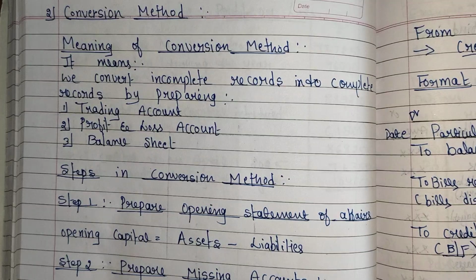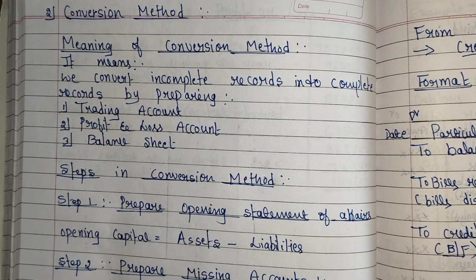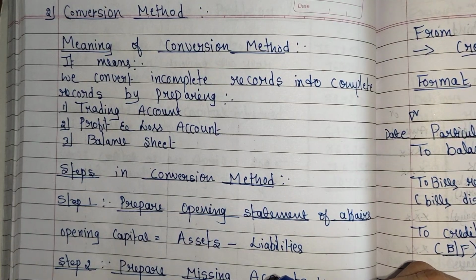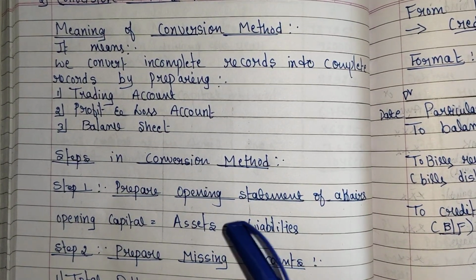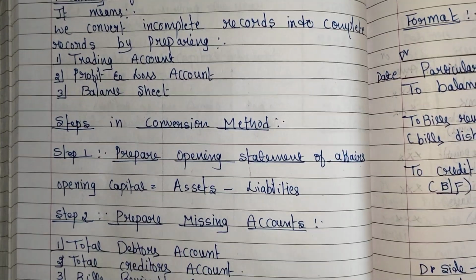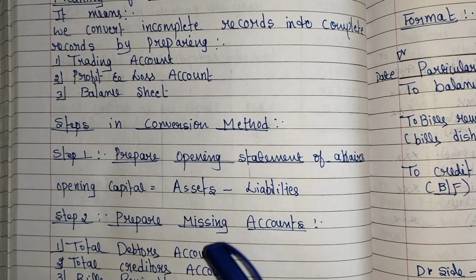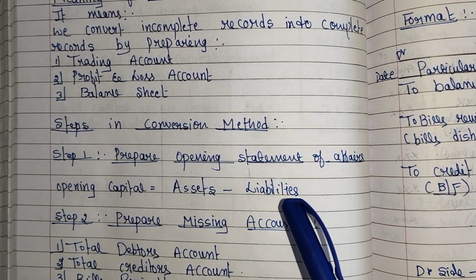In the last class we learned about the conversion method, one of the methods to determine profit or loss under incomplete records. What is the meaning of conversion method? It means we convert incomplete records into complete records by preparing trading account, profit and loss account and balance sheet. In that, the first step is to prepare the opening statement of affairs. The formula is opening capital equals assets minus liabilities.